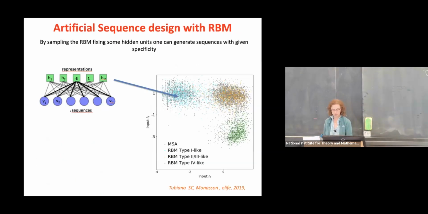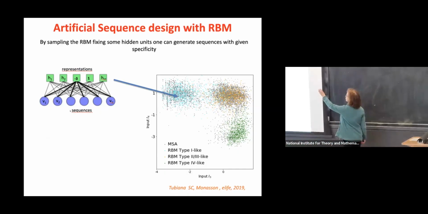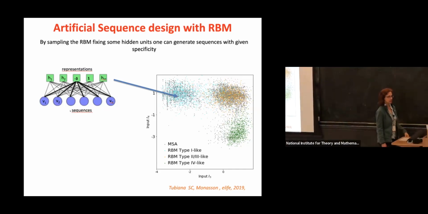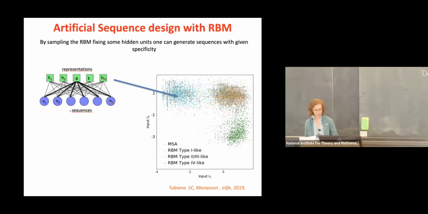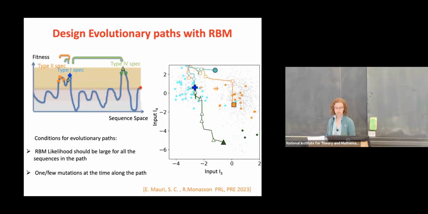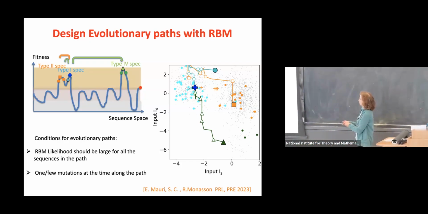Okay, so let's go to the mutational path. So first of all, we can fix the pair of hidden units to -3 and 1, just to generate proteins with a given specificity. And then what we wanted to do was to generate paths, which go from the specificity, for example, of type 1 to the specificity of type 4.